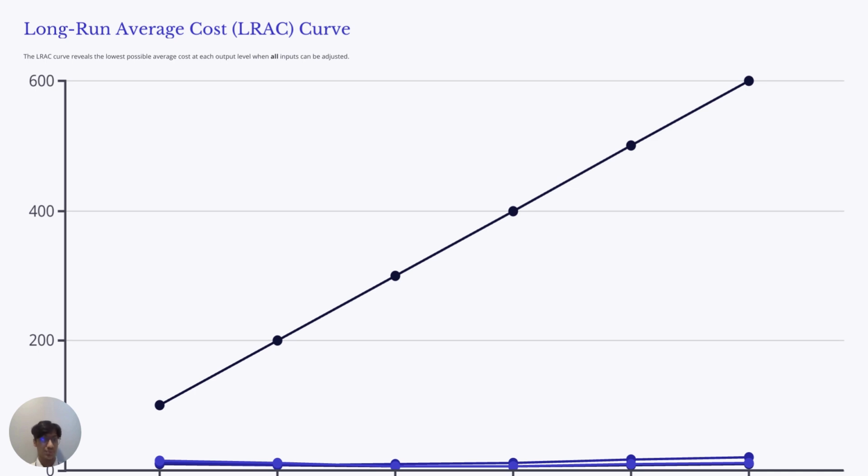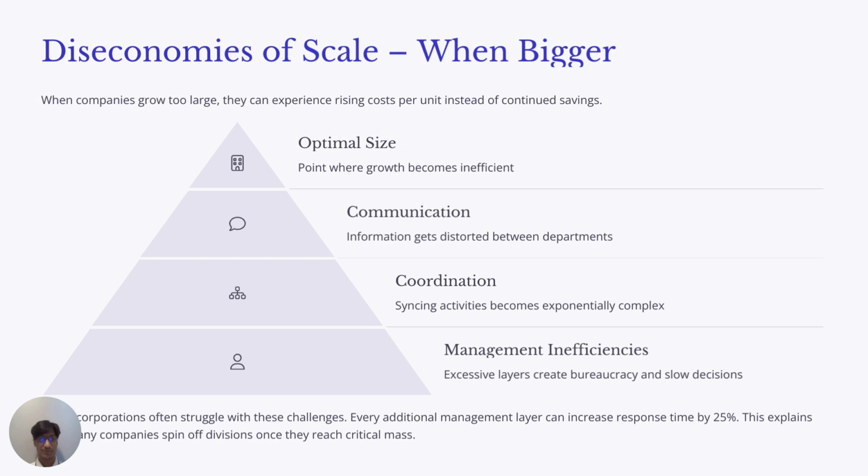In the beginning, you may have economies of scale, where costs drop as output grows. Eventually, you reach constant returns to scale where cost remains stable. And beyond that, diseconomies of scale may set in, where average costs start to rise due to complexity or inefficiencies. Understanding this curve helps firms choose the right scale of operation.